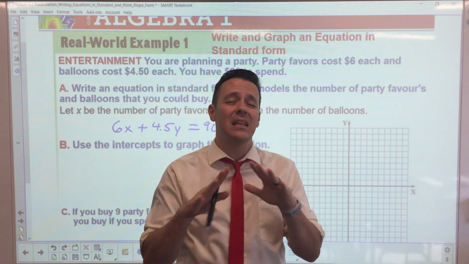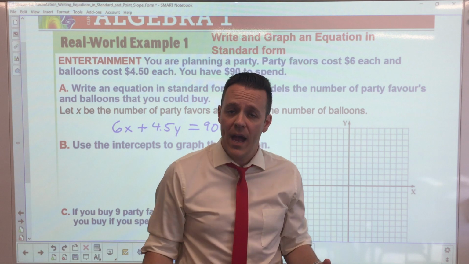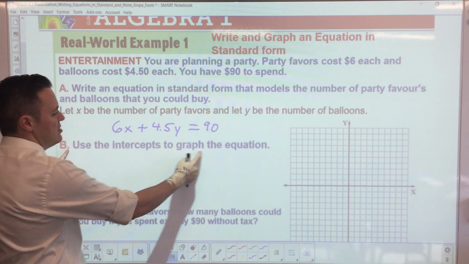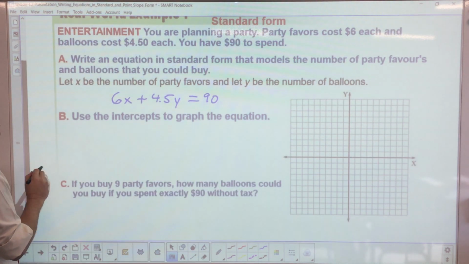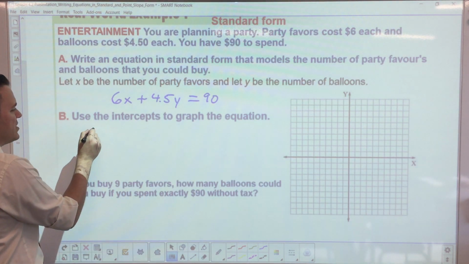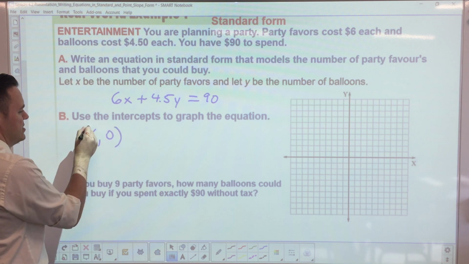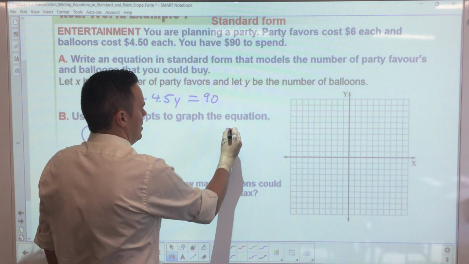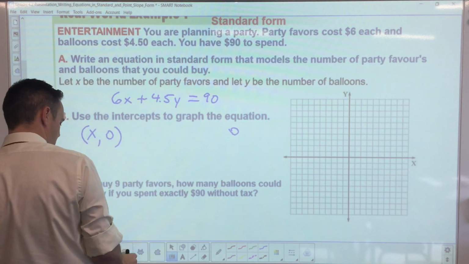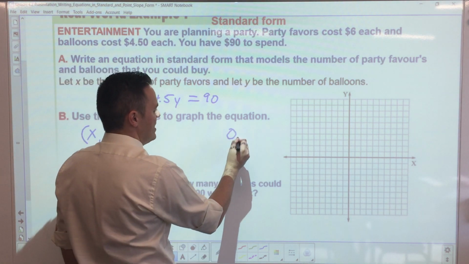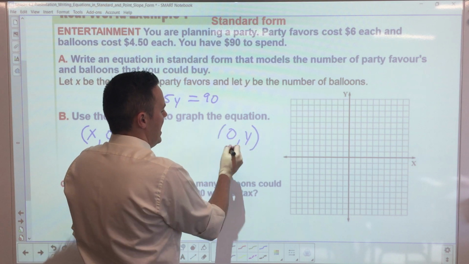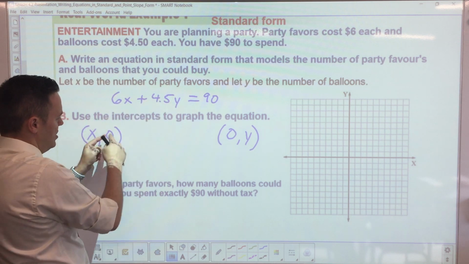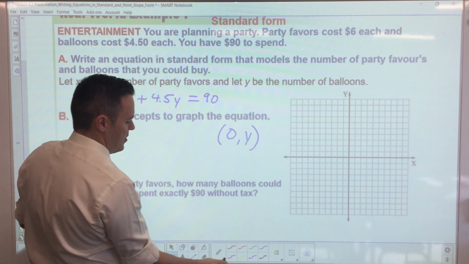This is the beginning of what we call the system of equations. Okay, we're going to be dealing a lot with these equations. We're going to graph them, and then we're going to solve for interpretations. Use the intercepts to graph the equation. So our x-intercept is going to have 0 in the y, and our y-intercept is going to have a 0 in the x-coordinate. So what you do is you basically take this equation, plug in a 0, you solve for the other variable.